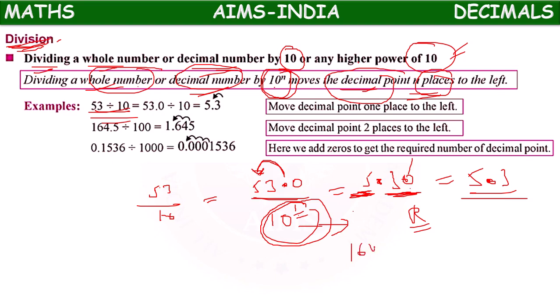Next, we have 164.5 by 100. Because we have 100 here, 100 means 10 square. So in the power we have 2. So decimal point will move 2 places towards left and it will become 1.645.